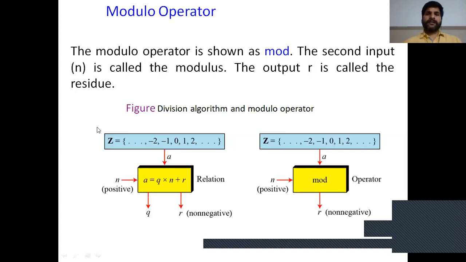If Z is the set of integers from negative to positive, and n is positive, then a equals q times n plus r. Q is the quotient, and r is a non-negative number. So for n positive, apply the modular division operation, and r is the non-negative remainder.